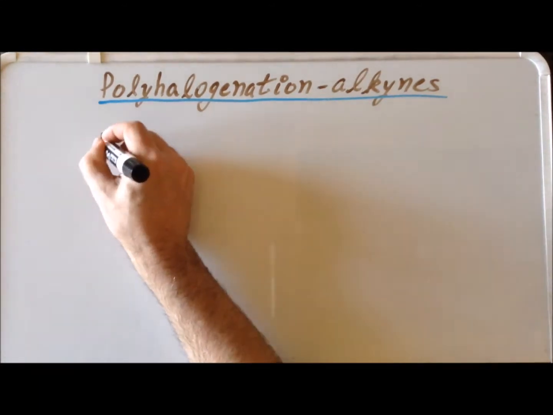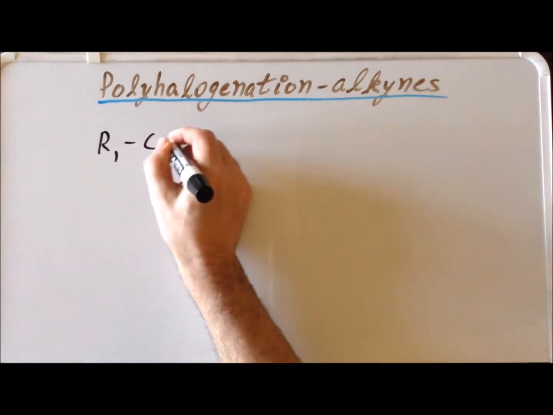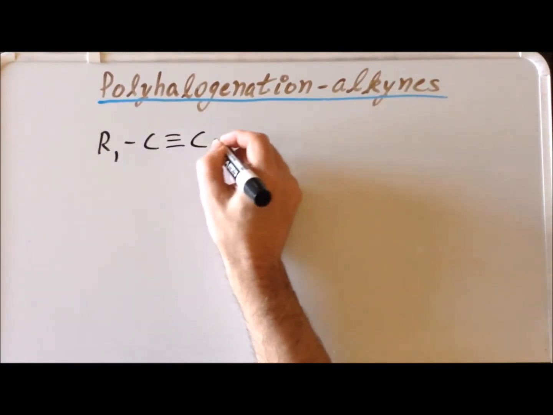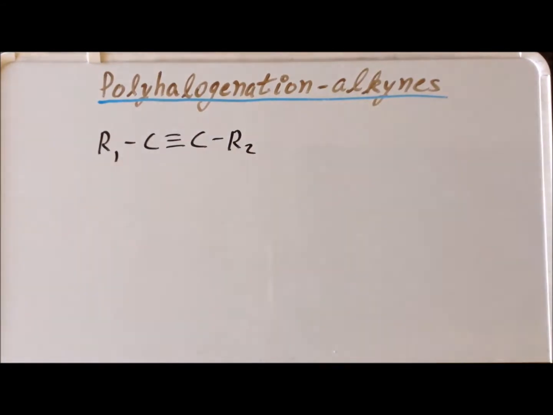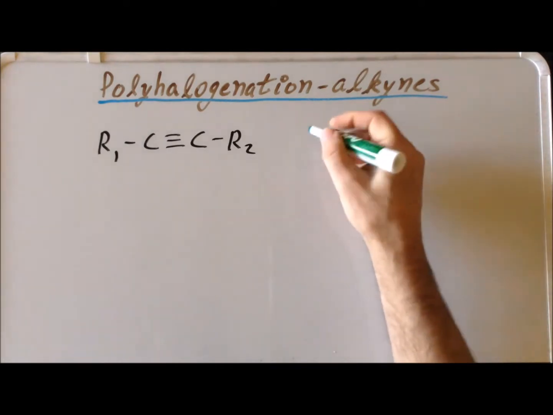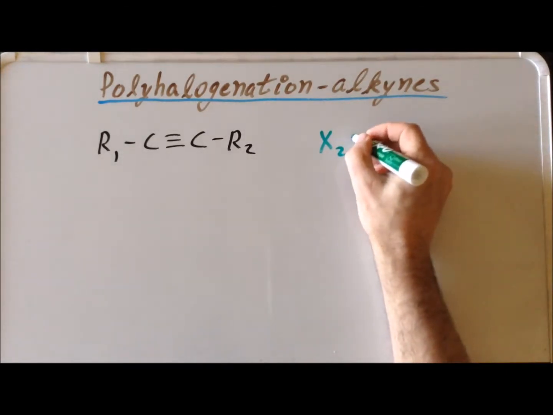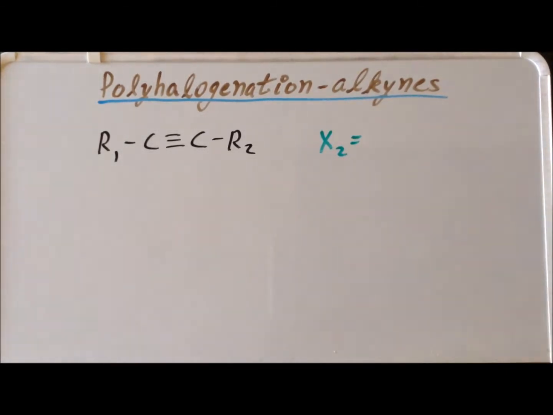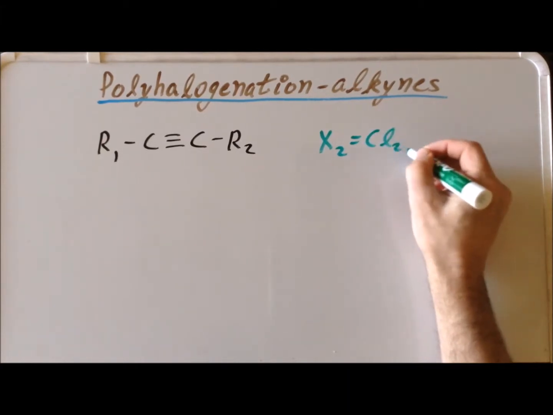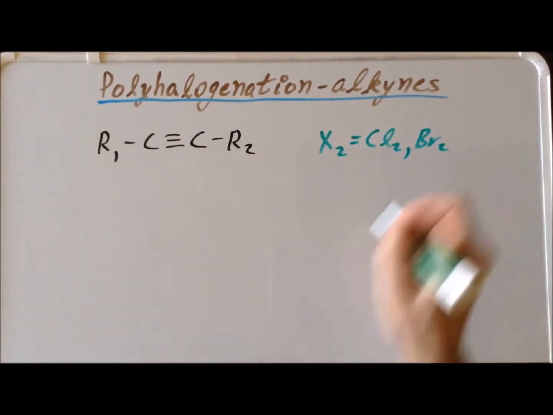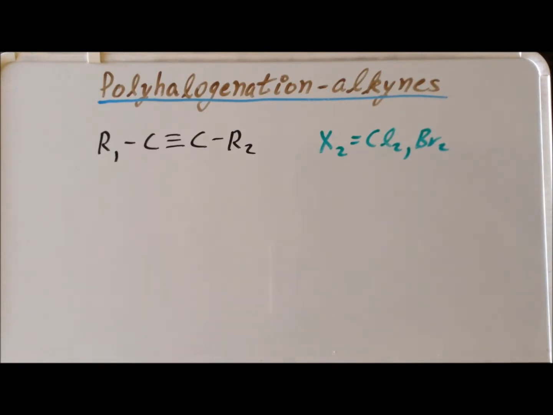Recall that an alkyne has the general structure R1, then a carbon-carbon triple bond, and R2, where R1 and R2 can be either the same or different. They can be hydrogen or some alkyl group. For the halogen, the general structure will be X2, because all the halogens are diatomic. But the only two halogens that are important for addition to alkynes are chlorine and bromine. Fluorine reacts far too violently, and iodine reacts far too slowly to be important.